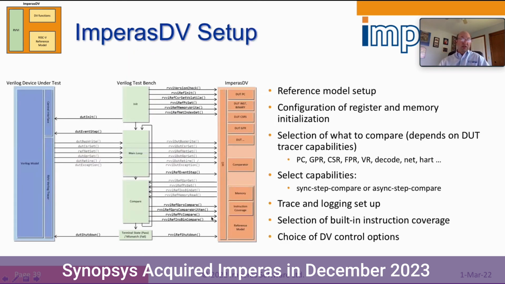Seeing this in action, here we've got the device under test, here we've got the test bench, here we've got the verification IP, this Imperas DV piece of it. We see that the communication between the test bench and the Imperas DV piece of it, including the reference model, is done using these RVVI APIs. So that's a key piece, using the standards. Now we're also using the verification IP. Again, doing the model setup, doing the configuration, selecting the capabilities, synchronous or asynchronous, step and compare, using the instruction coverage, and this just works.